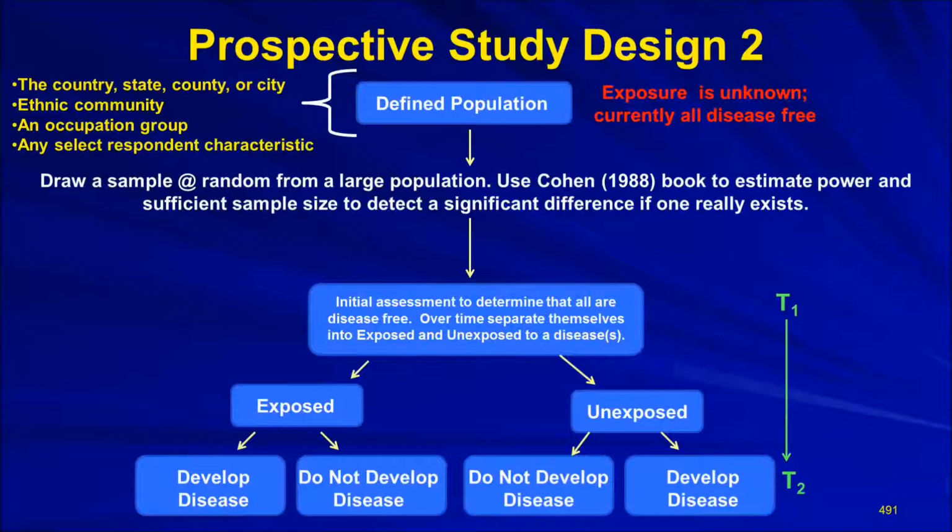And what we're going to do is draw a sample at random. Now, it could be from the Purdue population, for example. And Cohen, and I make you aware of this because this is still the premier book in the area for estimating power statistics, to see whether we have a sufficient sample size to detect a significant difference if one really exists. And people always ask me about a definition of power.